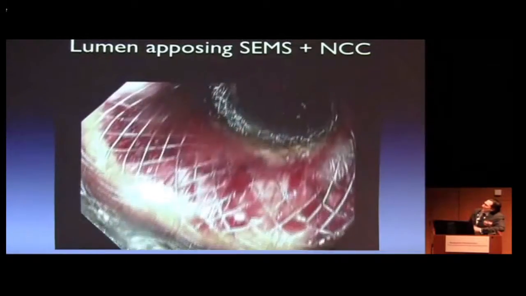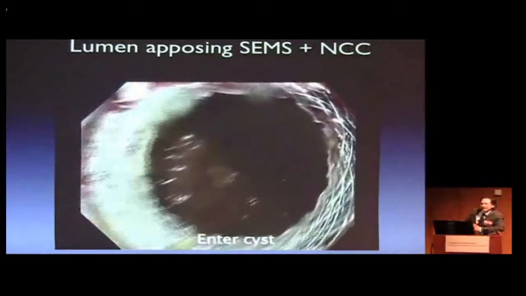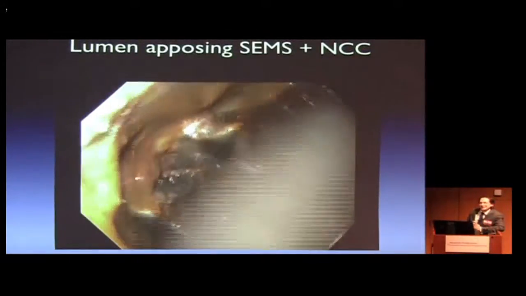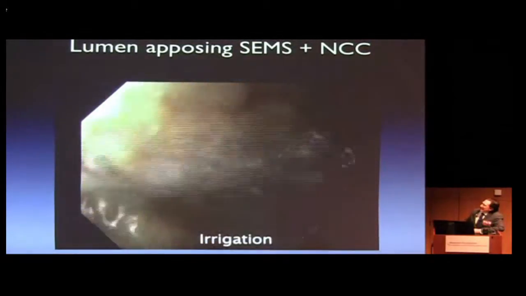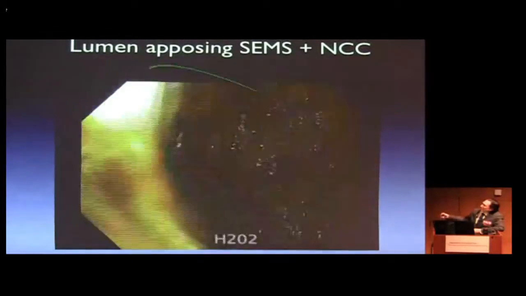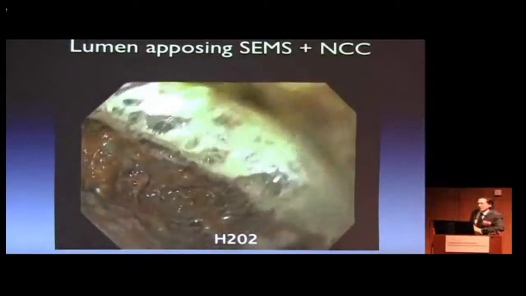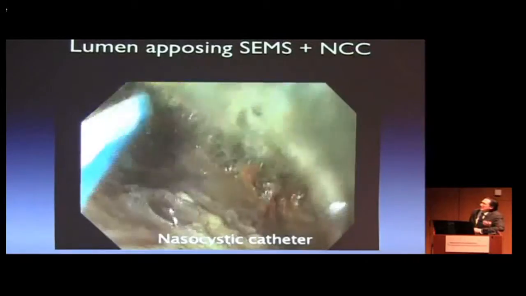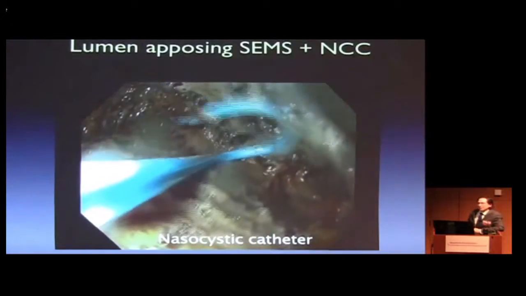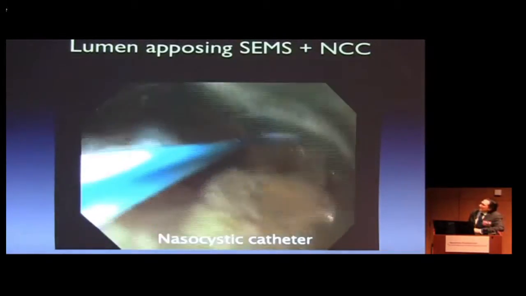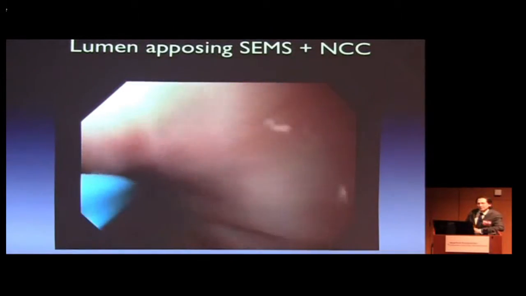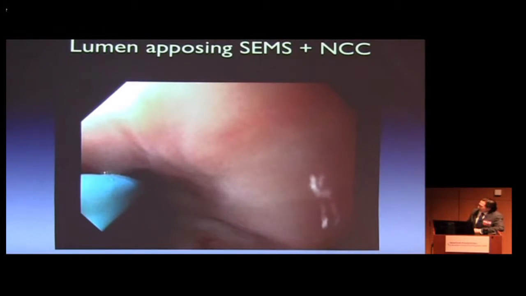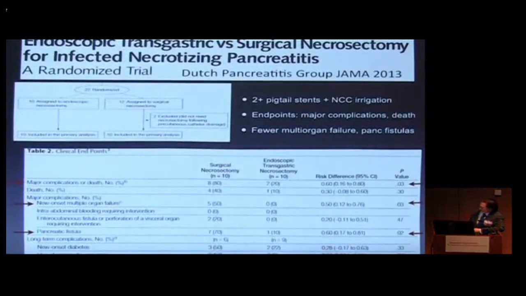Immediately the fluid component drains out, and then we can immediately enter through that stent using it as a port to gain access to the cavity and performing irrigation. Here you can see a large amount of necrosis. And rather than spend our time performing necrosectomy now, we'll flush it with hydrogen peroxide, which is very effective at debridement, and then we'll immediately place a nasocystic catheter, and then we will aggressively flush out these contents over several days with saline and hydrogen peroxide.